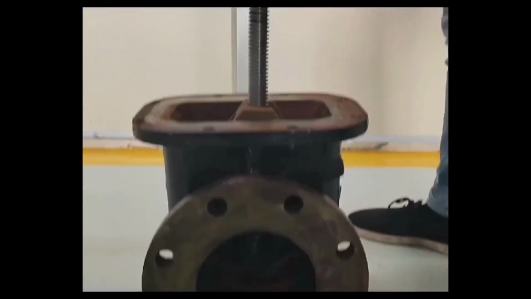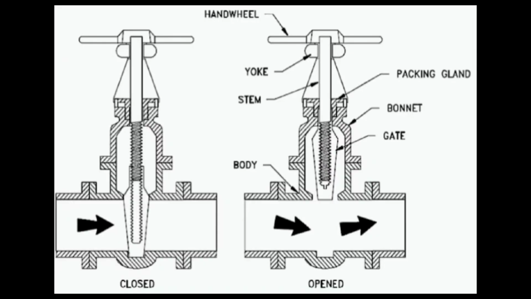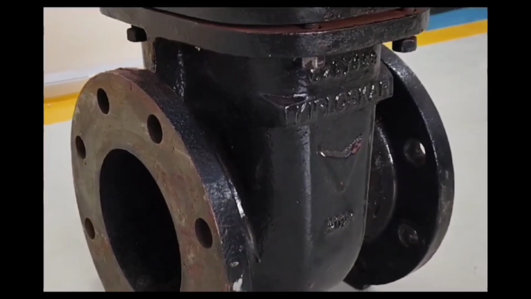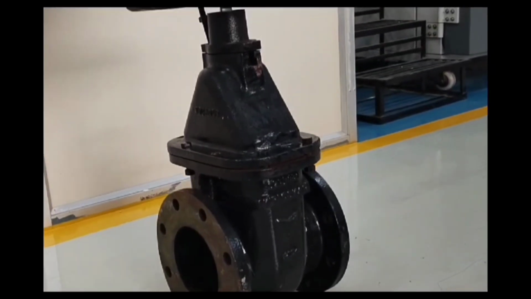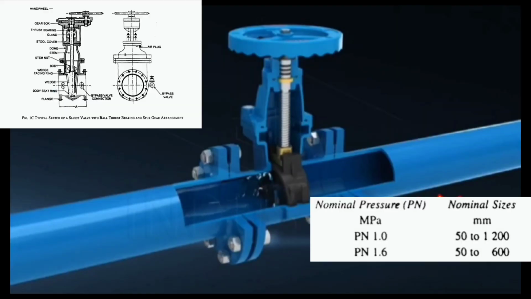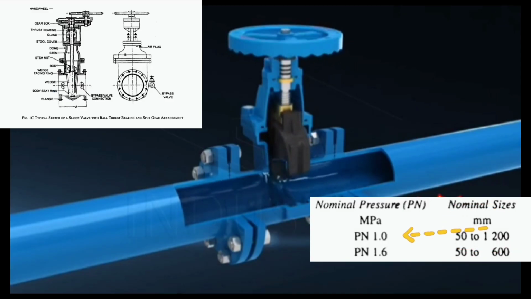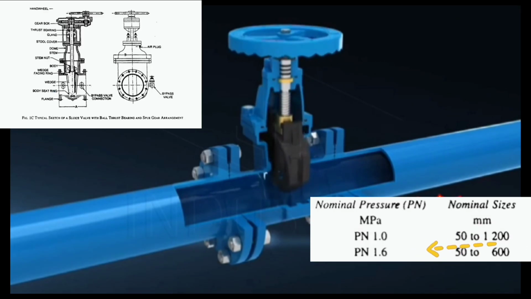The sluice valve consists of movable disc or the gate that slides within a body to open or close the flow path. The sluice valves are designed by nominal pressure, that is maximum permissible gauge working pressure in megapascal. For the sizes of 50 to 1200 mm, the nominal pressure is 1 megapascal, and for sizes of 50 to 600 mm, the nominal pressure is 1.6 megapascal.